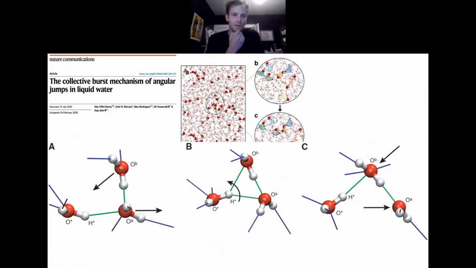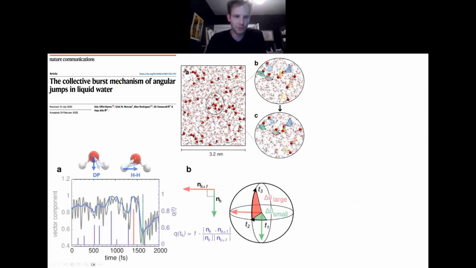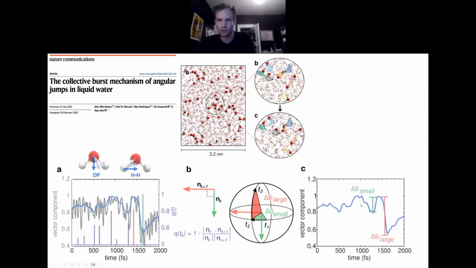This result was later expanded in this 2023 paper called the Collective Burst Mechanism of Angular Jumps in Liquid Water. So now, as opposed to just looking at one water molecule diffusing, they're looking at groups of them. And what they're trying to do is look at the dipole moment of water. Because it's polar, it has some directionality, and it's going to diffuse over time, on the scale of femtoseconds in their simulation. They see that occasionally there will be small angular jumps, but rarely there will be this really, really large angular jump. And that large angular jump corresponds to allowing that diffusion to take place.